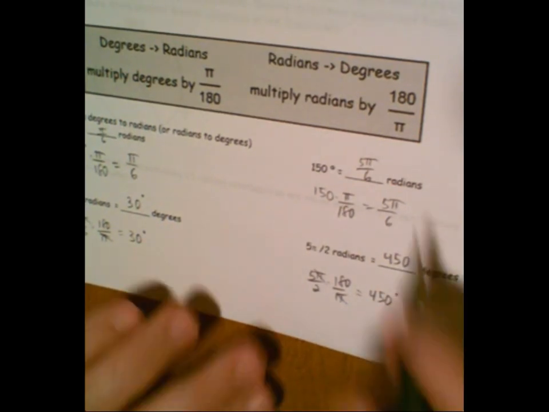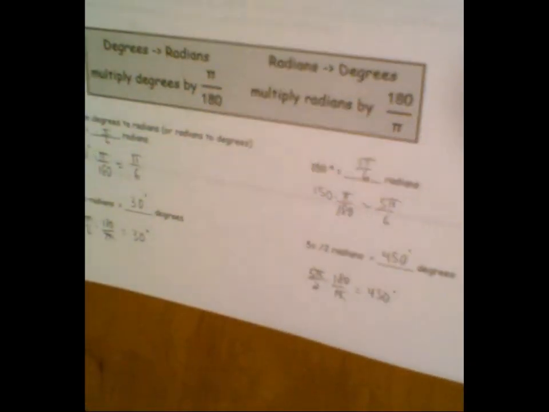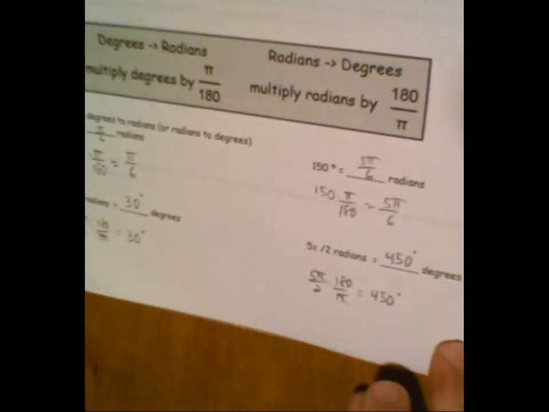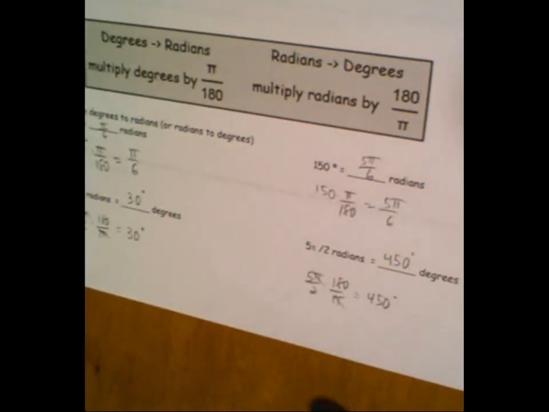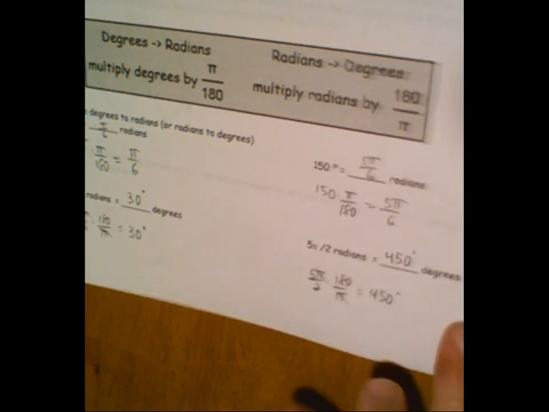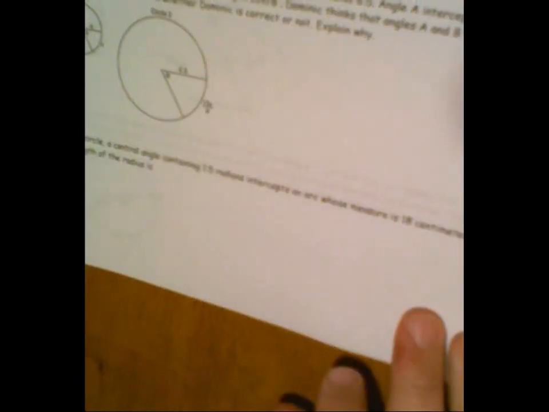Okay? So that's converting degrees to radians and radians to degrees. You'll be doing a lot of that when you do trig in Algebra 2. Okay. Now, there are 8 problems. I'm going to do 3 of them with you, and you're going to have 5 to do on your own.